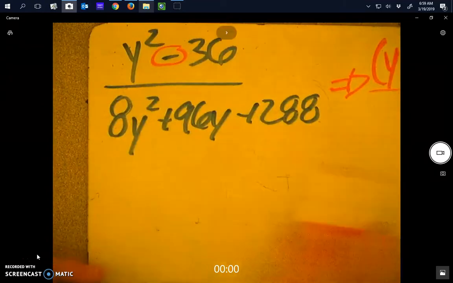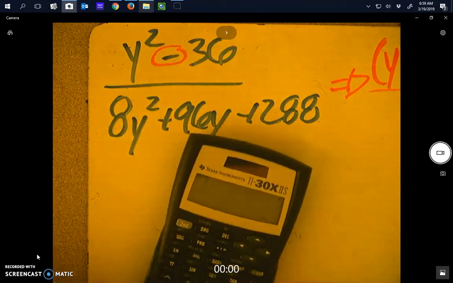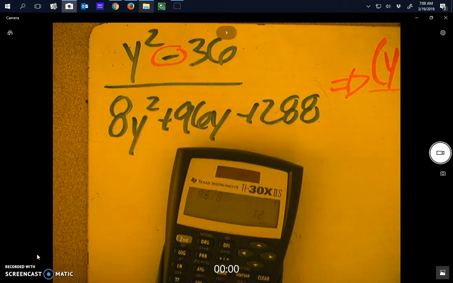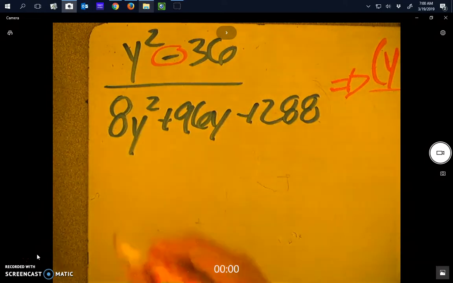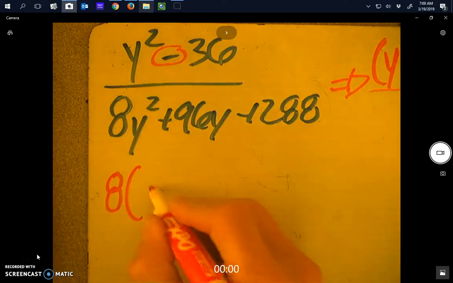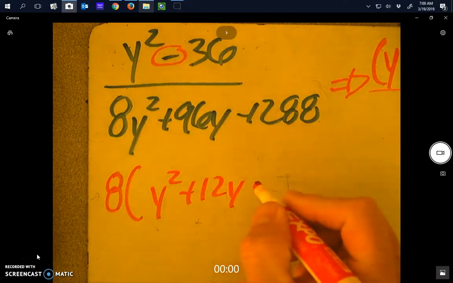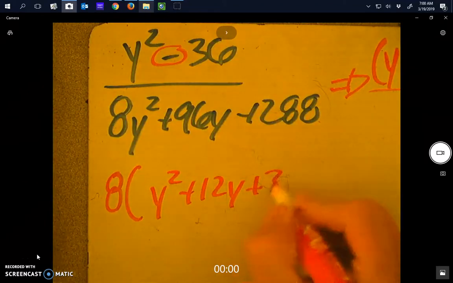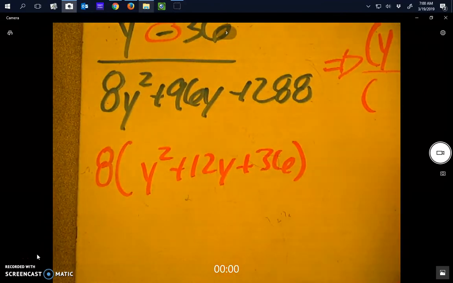That's the numerator. The denominator we have to factor. Looks like we can factor out maybe an 8. So I'm going to check. So I can do 96 divided by 8. I get 12. And 288 divided by 8, I get 36. So let's first factor out that 8. We have 8 on the outside. Y squared, it was plus 12y. And let me show the problem down right. Yeah, I think it's plus 36.